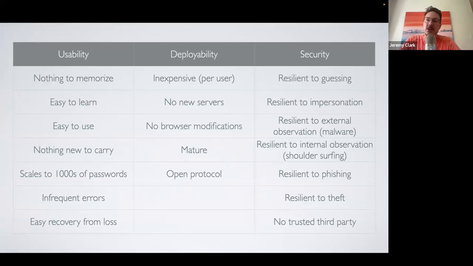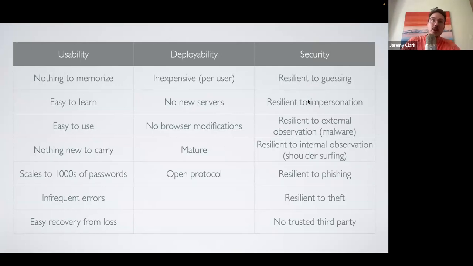Okay, then from a security perspective, so people are saying, okay, you need a password strength, so it needs to be strong. It's strong because people are going to try guessing attacks. So they're going to try every password possible, and they shouldn't be able to guess the right one. So we'd say that's resilient to guessing.